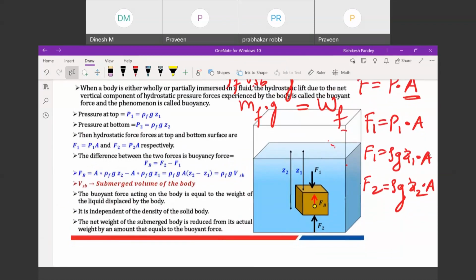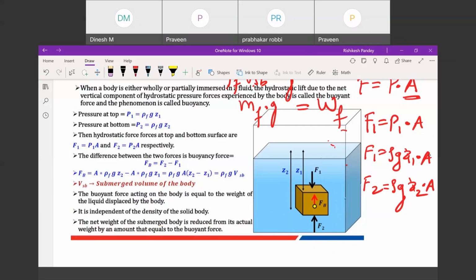Now, when some body is, let's say, floating here, or even if it is submerged, you can feel that its weight has reduced. But actually its weight remains the same. The only thing is that there is one vertical component, the buoyancy force acting on this body, because of which we feel that the net weight of this body has reduced. This is only because of the buoyancy force which acts in the vertical direction against the direction of the weight of the body. So because of this buoyancy force, the net weight of the submerged body is reduced from its actual weight by an amount equal to the buoyancy force.